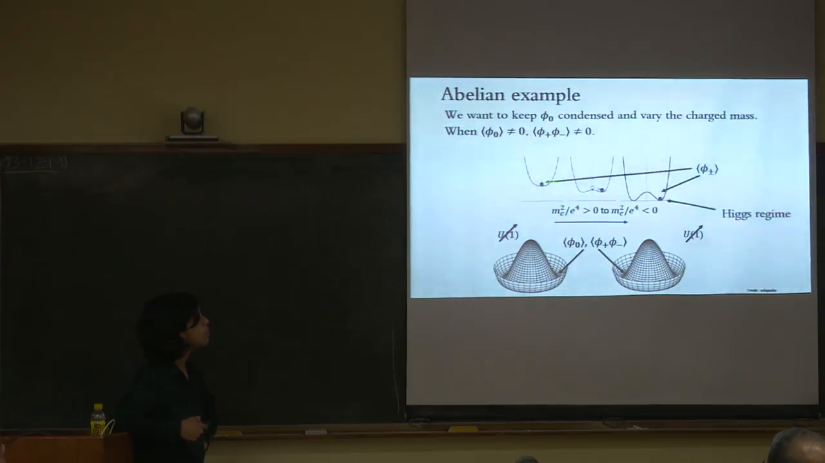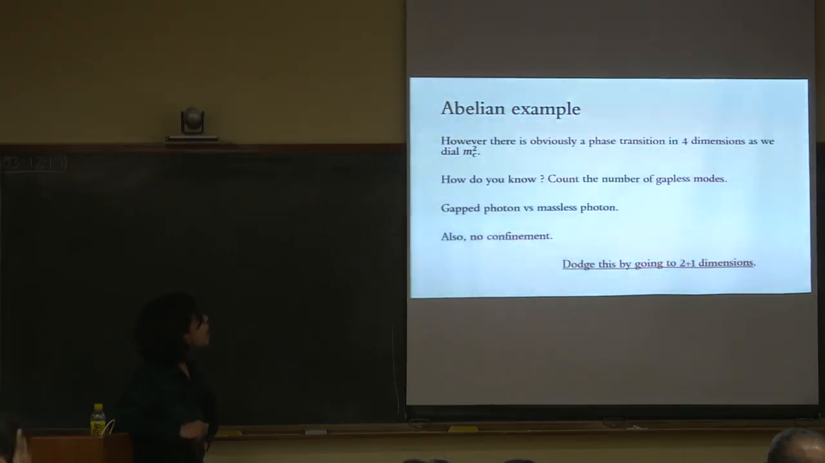I'm going to drive the parameter from one regime to the other while keeping phi 0 and phi plus phi minus condensed on both sides. However, there's obviously a phase transition in 4 dimensions, so that's not going to work. Why? Because it's the Abelian-Higgs model. You can just count the number of gapless modes.